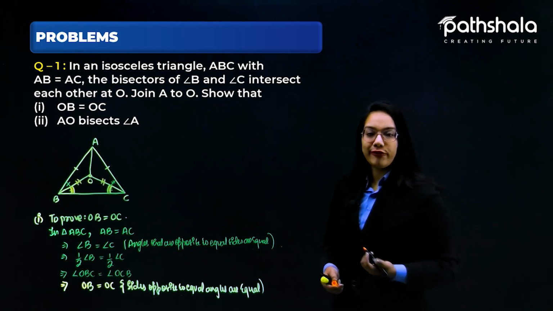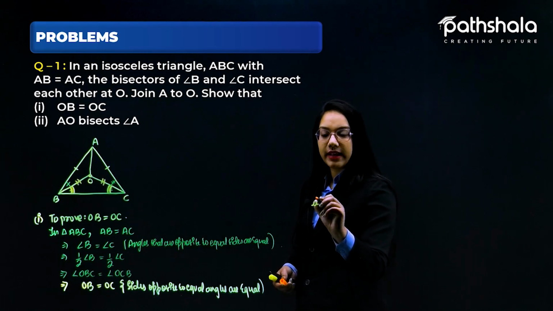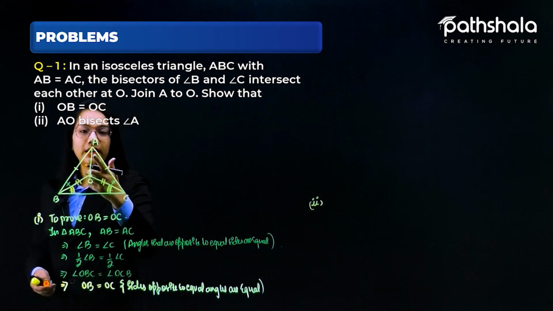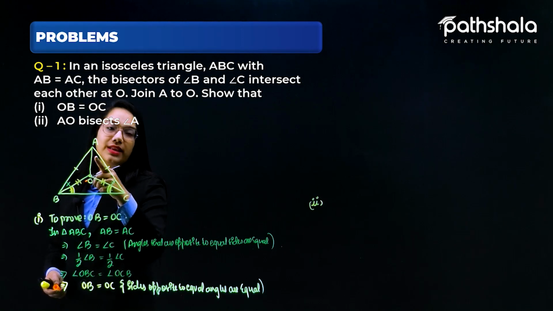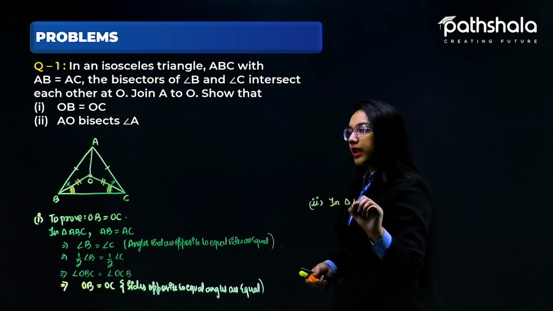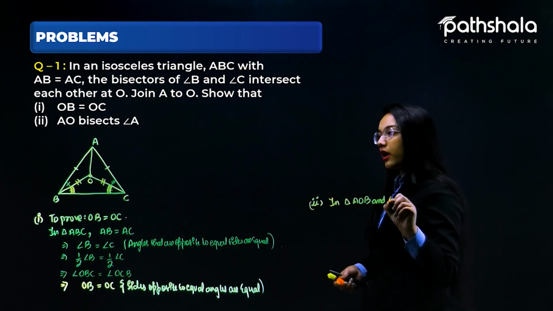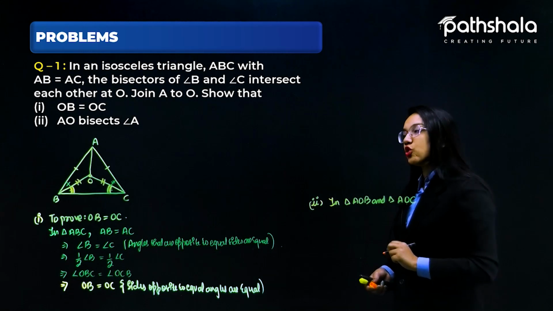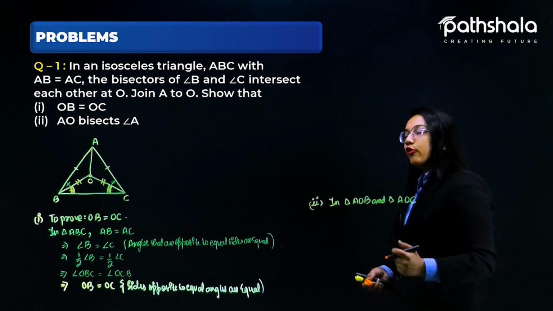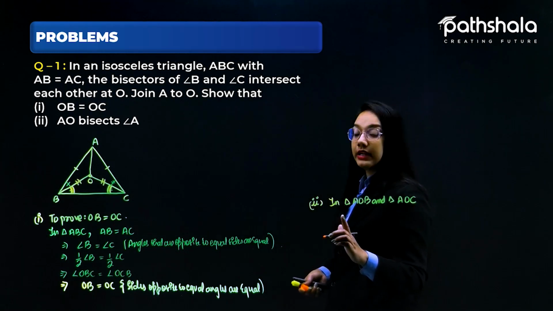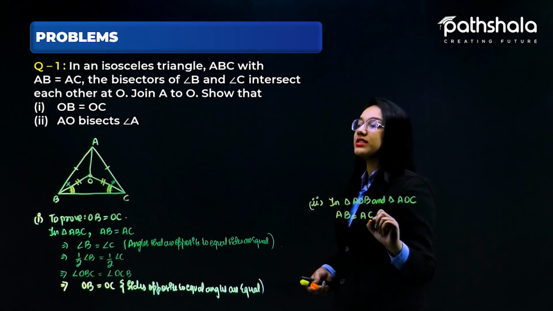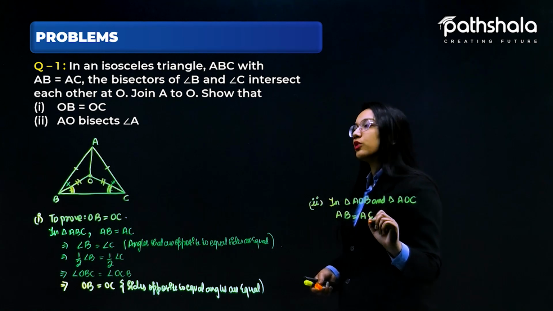Now let's move on further, and we are talking about the second part, in which we have to prove that AO bisects angle A. It means we have to prove that this angle is equal to this angle. So let us consider the two triangles, triangle AOB and triangle AOC. First of all, it is given to us that AB is equal to AC.